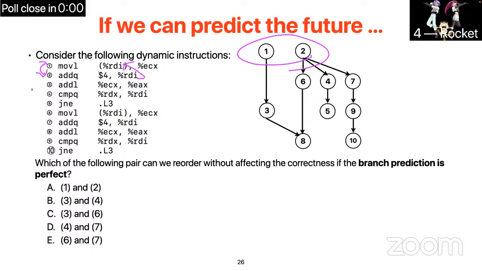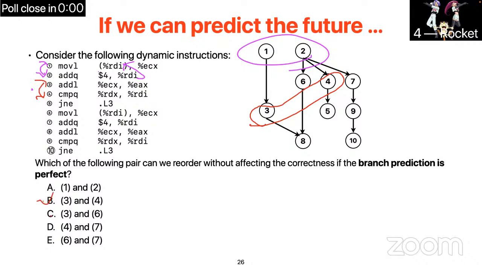Now, looking at 3 and 4, they also do not depend on each other. But are we able to reorder them? I think so. There is nothing wrong, nothing would be wrong if you reorder them. And they do not depend on each other as well. So this is actually the correct answer.